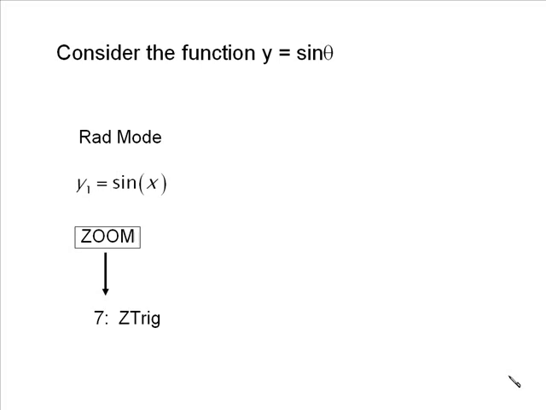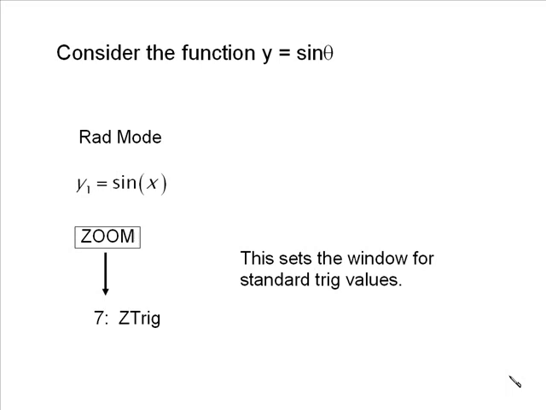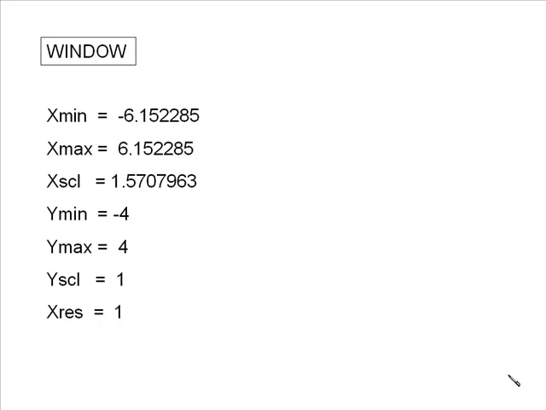And the effect can be seen in the window settings. So as I said, they will set it for standard trig values. If you press window up across the top and then take a look at the numbers we've got, you will see your x minimum is negative 6.15, or should be in that ballpark. Your x max is the same number but positive. Your x scale is a quarter of that, and that becomes critical later on, but for the time being we'll just let the calculator do its work. And then your y min and y max and your y scale are more conventional numbers.